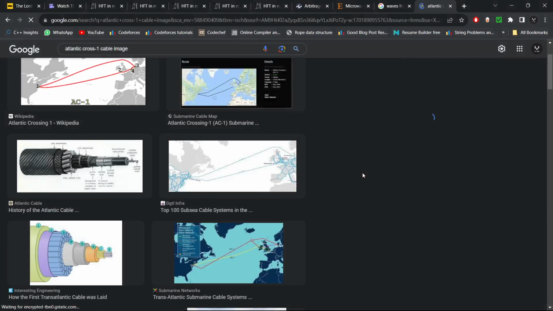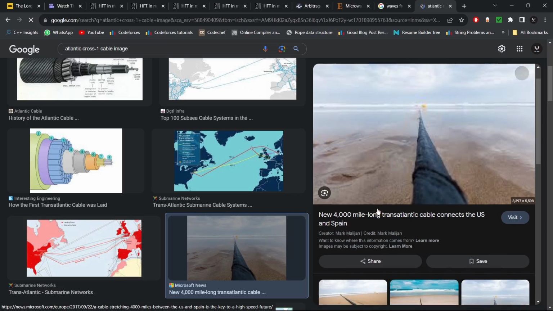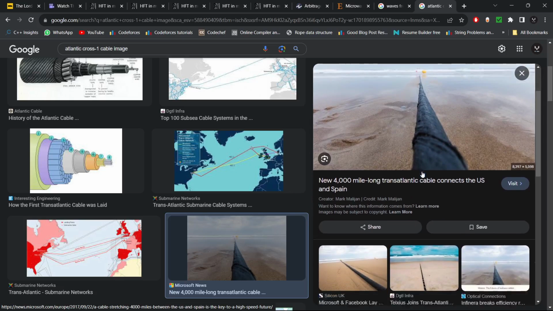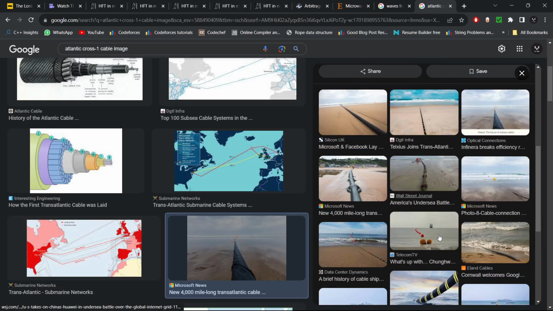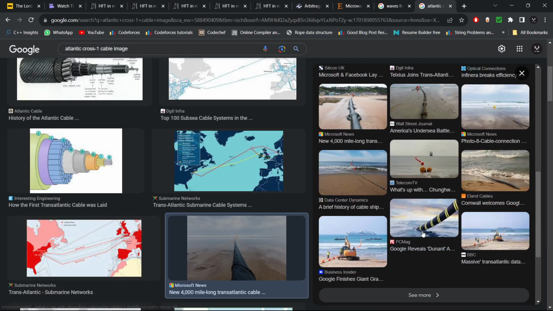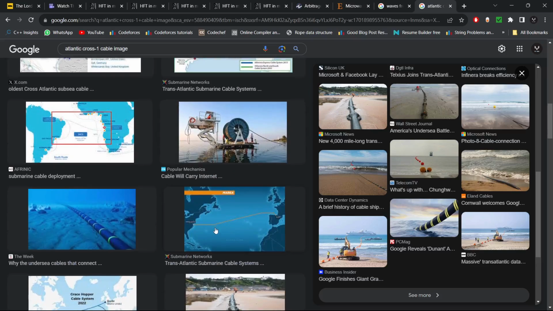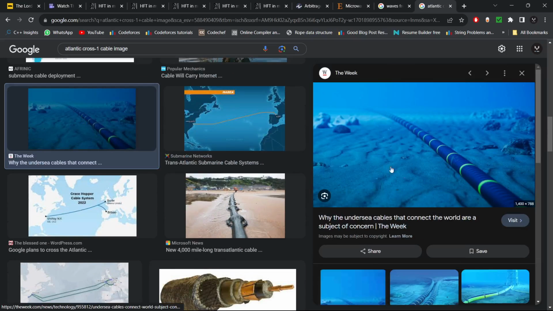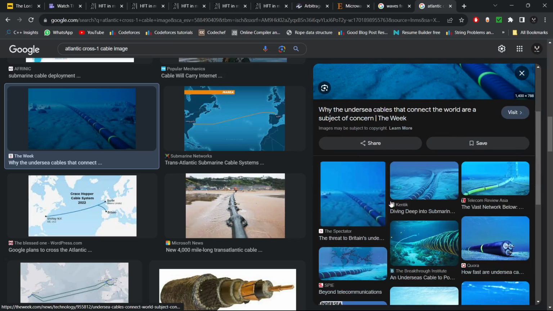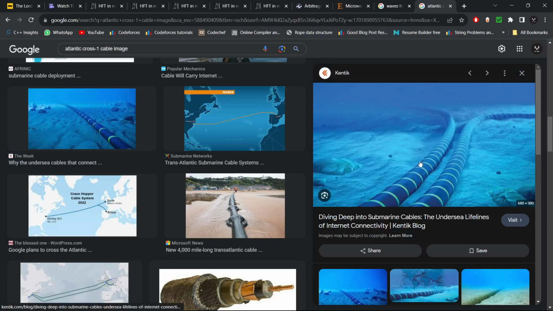And again, this I think is an AC1 cable which is laid out within the US. This is around the beach, but there are also images of how it goes inside the ocean and how it is laid out in the ocean. I think this is one such image which shows that it is laid down on the seabed. These are all such images.